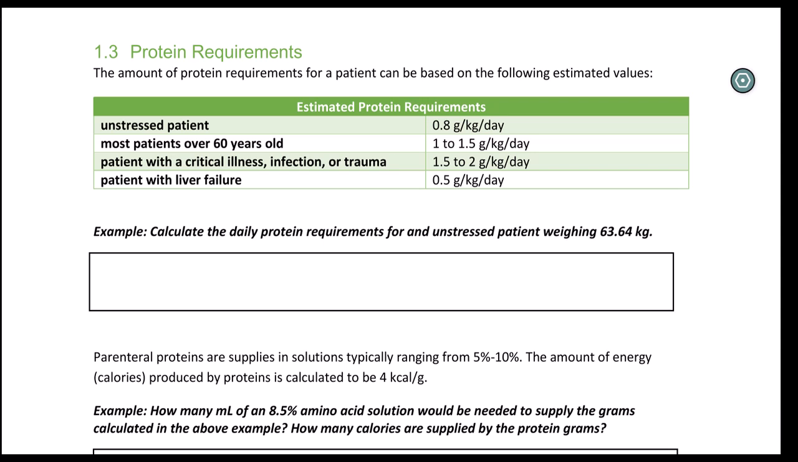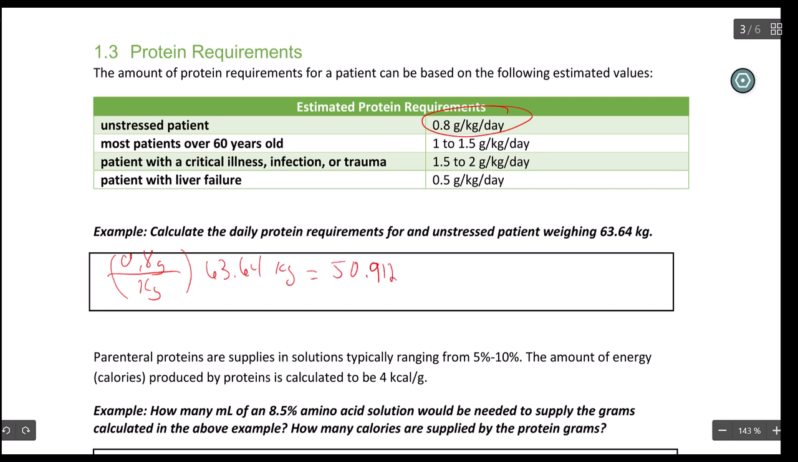So calculate the protein requirements for an unstressed patient weighing 63.64 kilograms. Unstressed patient is here, 0.8. So we need 0.8 grams of protein per every kilogram. The patient weighs 63.64 kilograms. Their total protein that they need for the day, 50.912. This is grams per day. All right.